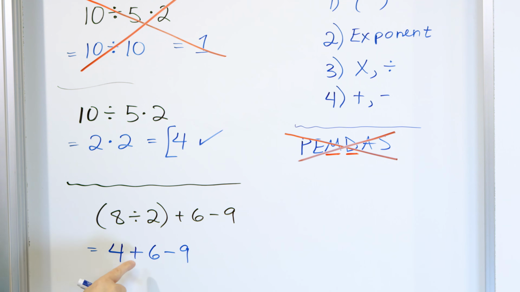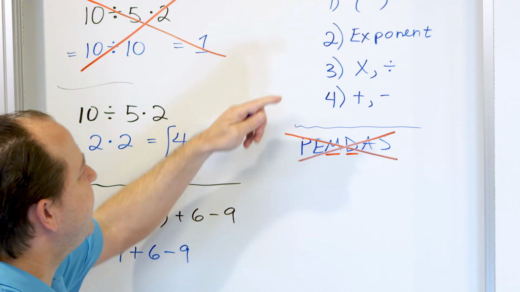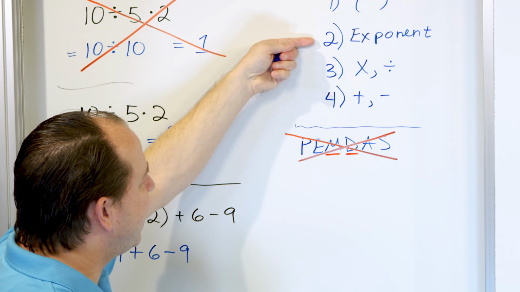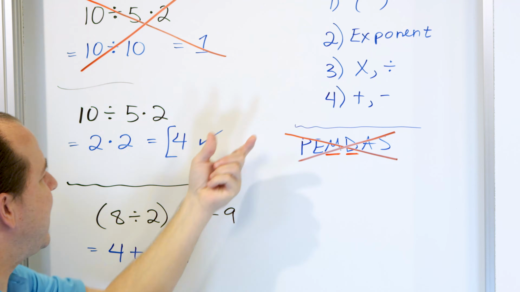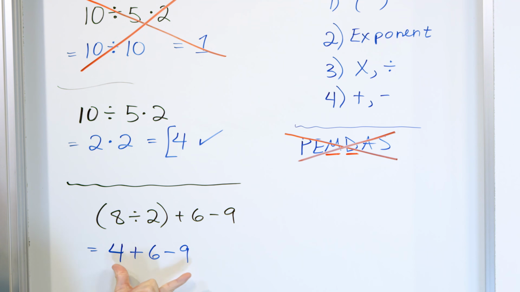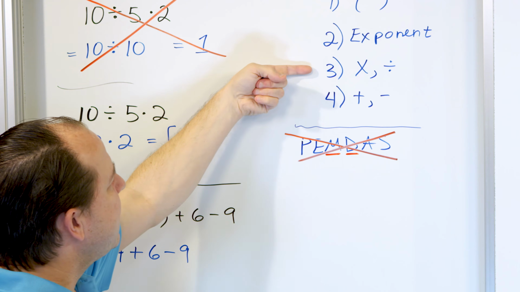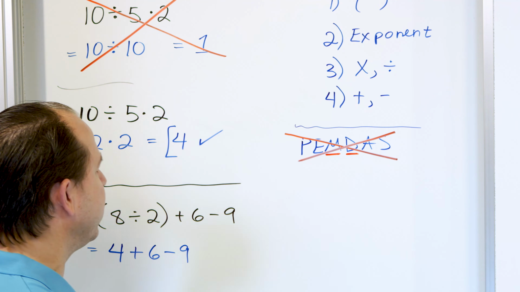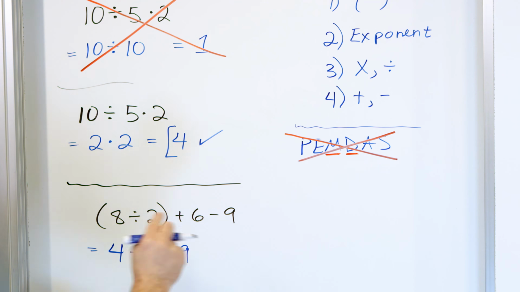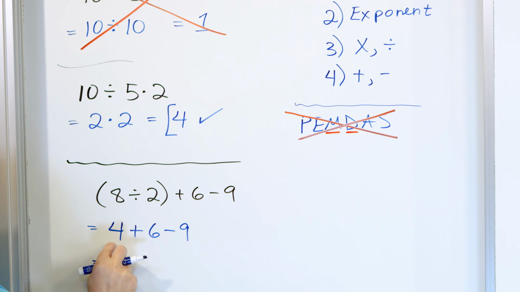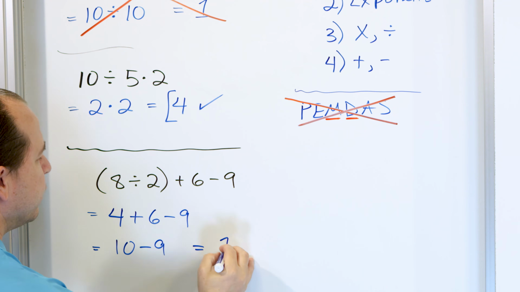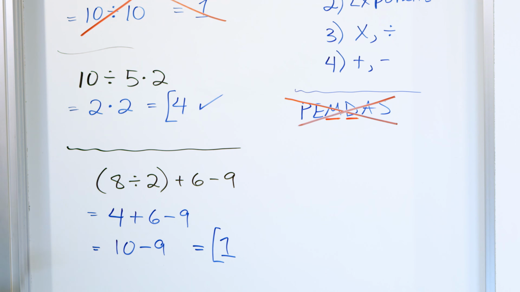Now I look. What do I have? I have additions and subtractions. You see, I did the parentheses. I did not have any exponents, so I skip over that. I also do not have any multiplications or divisions left here. And then the only thing I have is addition and subtraction. But again, one is not more important than the other. I just go left to right like reading a book. So 4 plus 6 is 10. But then I still have to subtract that 9. And so the answer I get, 10 minus 9, is 1. And this is the final answer.